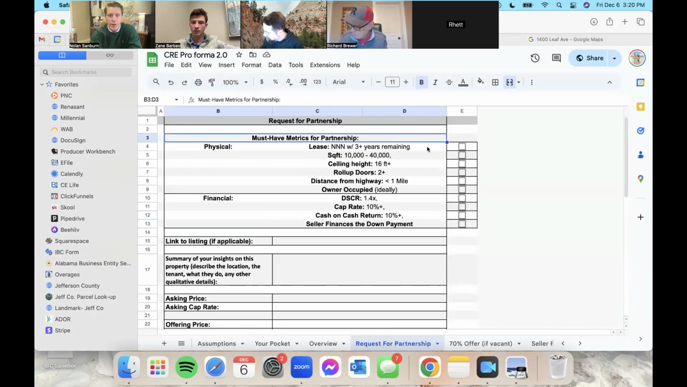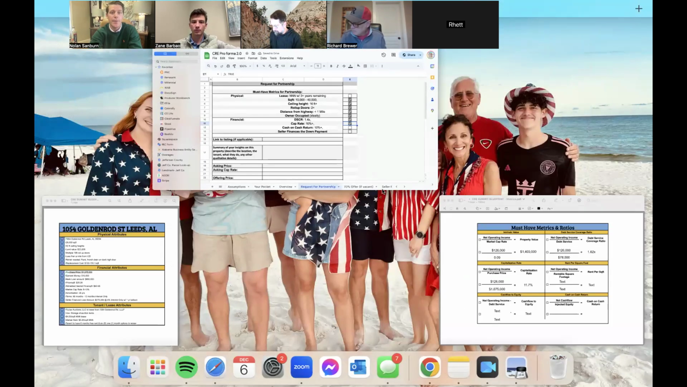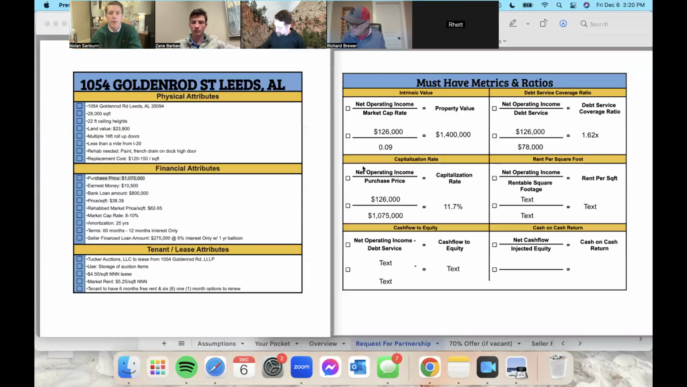It's not a 3-year lease. We've got the square footage. We got the clear height. We got the roll-up doors. We got the distance. Owner occupied. We're checking that box. We got above a 1.4 debt ratio. We just discovered we got above a 10% cap rate. Now we're about to do cash on cash return. We'll do it in a minute.